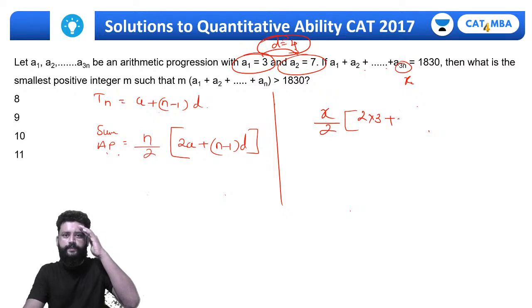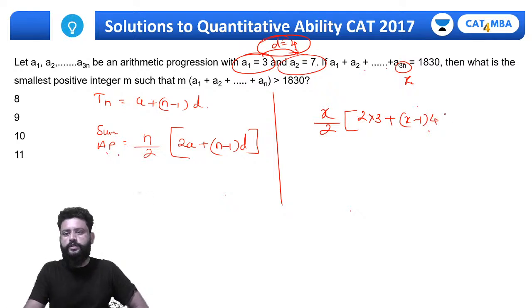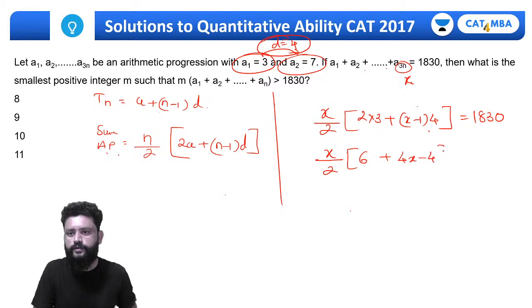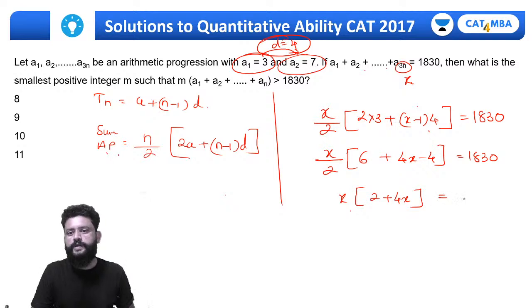Twice of 3 होगा सम का फॉर्मूला, twice of 3 plus x minus 1 into difference, d difference is 4, 1830 ये होना चाहिए. तो जस्ट हमें वैल्यूज पुट करके इसको सॉल्व करना है. That's it. x by 2 in bracket 6 plus 4x minus 4, that comes out to be 1830. 6 minus 4 is 2, x in bracket 2 plus 4x is 1 3660.